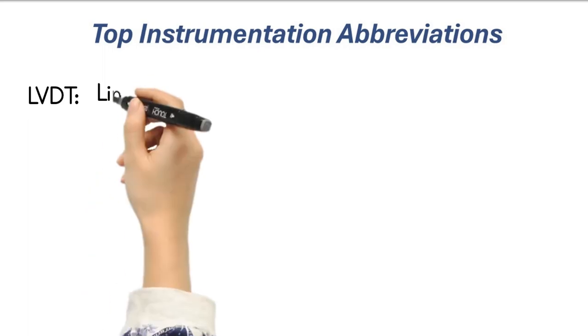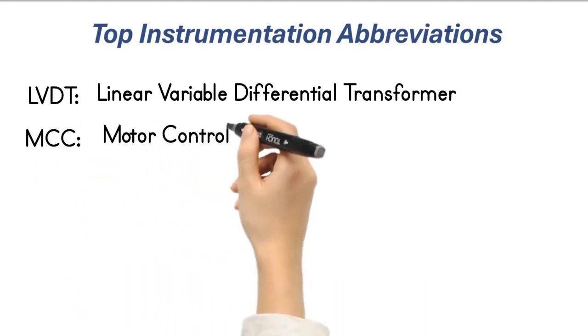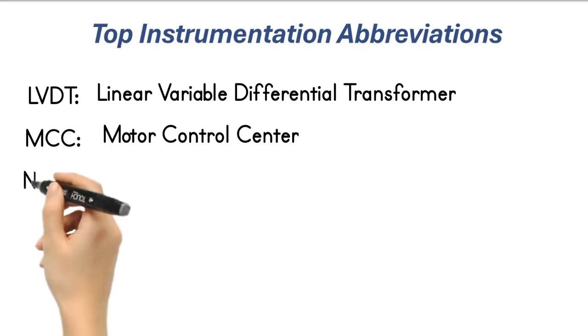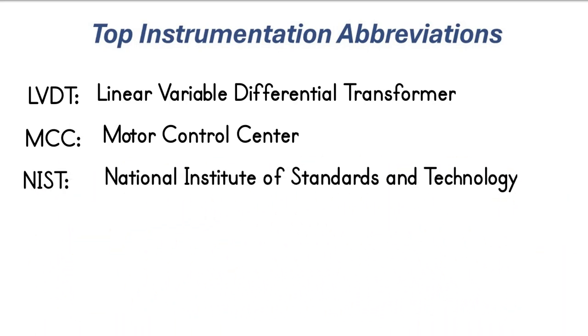LVDT. LVDT stands for Linear Variable Differential Transformer, a type of electrical transformer used for measuring linear displacement. MCC. MCC stands for Motor Control Center, an assembly used to control some or all electric motors in a central location. NIST. NIST stands for National Institute of Standards and Technology, a physical sciences laboratory and a non-regulatory agency of the United States Department of Commerce.